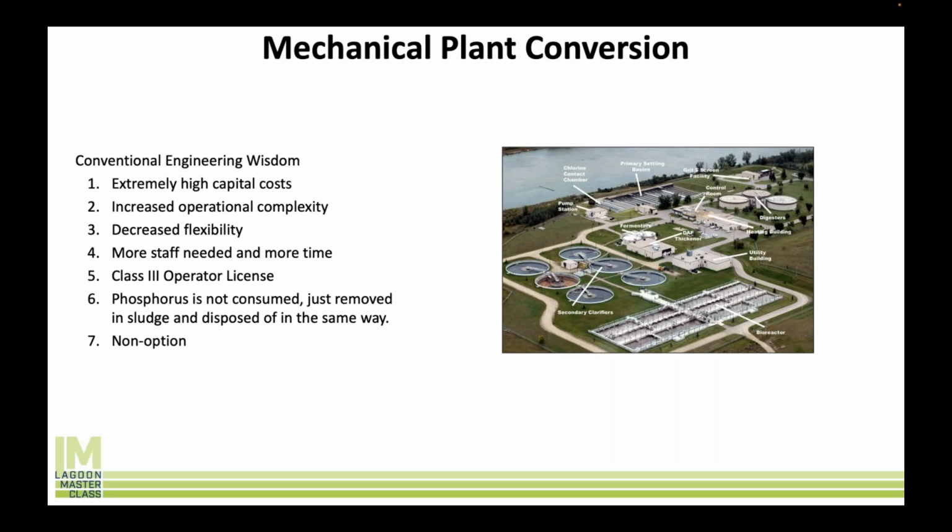That's what a mechanical plant will do biologically, or you can do it from a chemical standpoint. And a lot of times mechanical plants do it from a chemical standpoint, but you can certainly do it from a biological standpoint, or both at the same time.